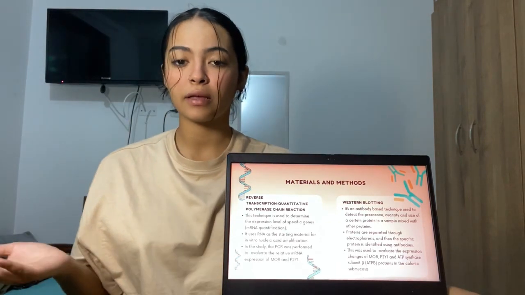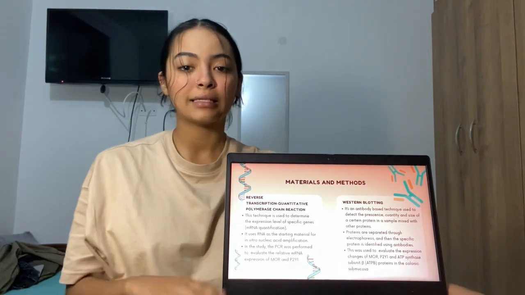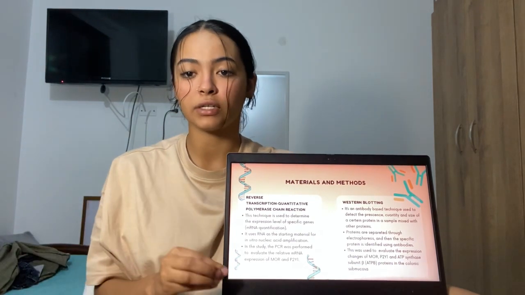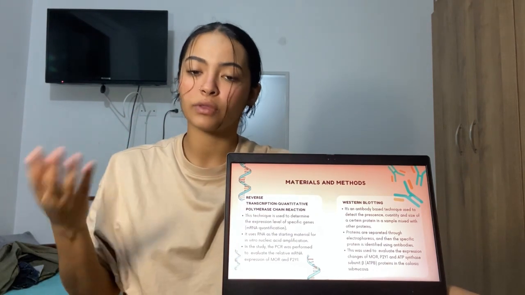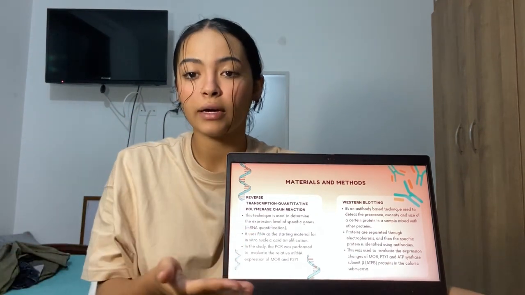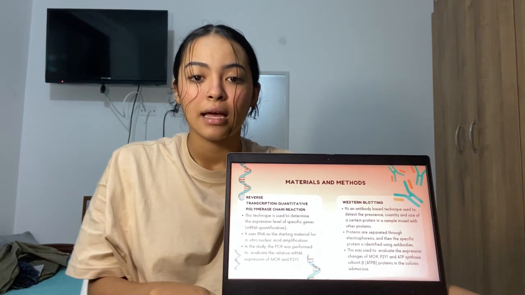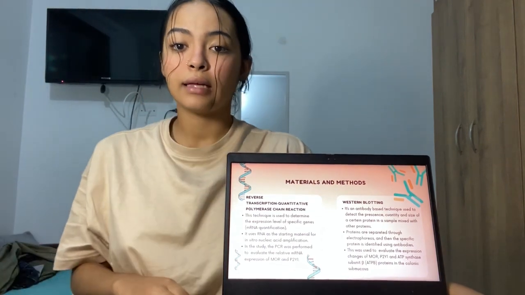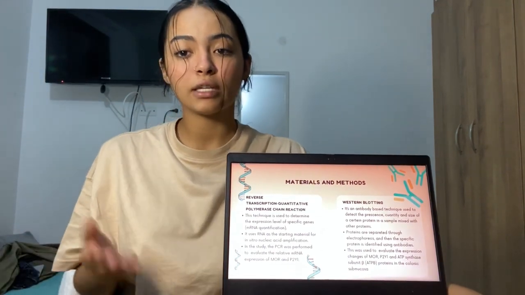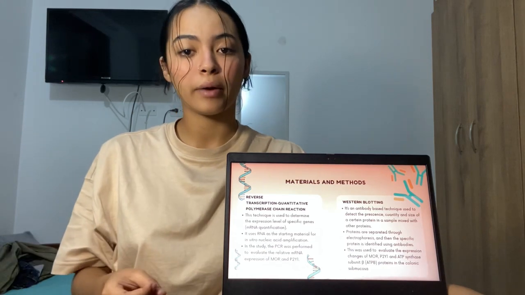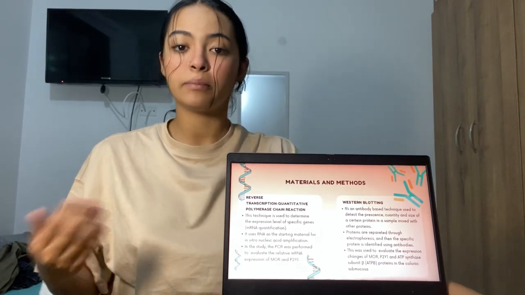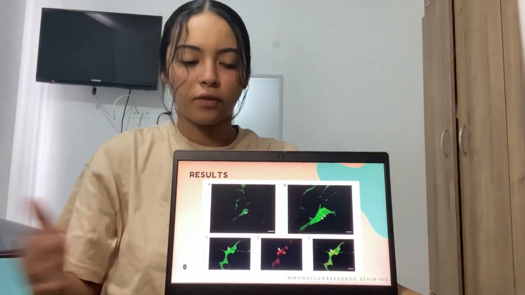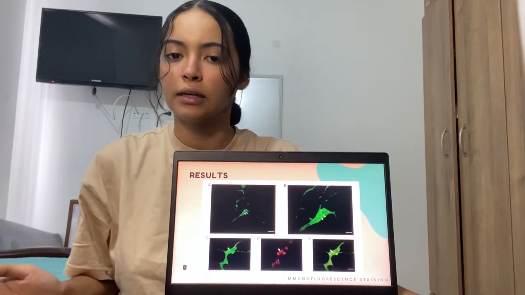Finally, for materials and methods, we have the Western blotting. It's an antibody-based technique used to detect the presence, quantity and size of certain proteins in a sample mixed with other proteins. Proteins are separated through electrophoresis and then the specific protein is identified using antibodies. This was used in this study to evaluate the expression changes of MOR, P2Y1, and ATP beta proteins in the colonic submucosa.